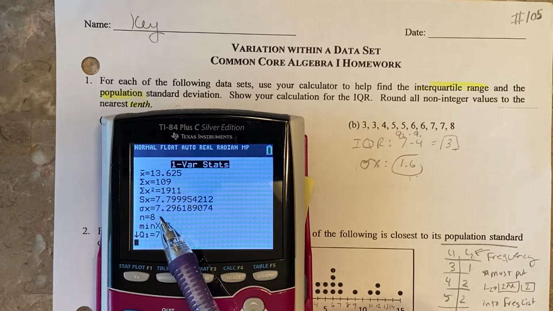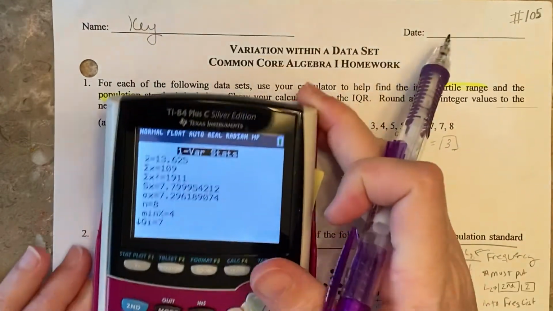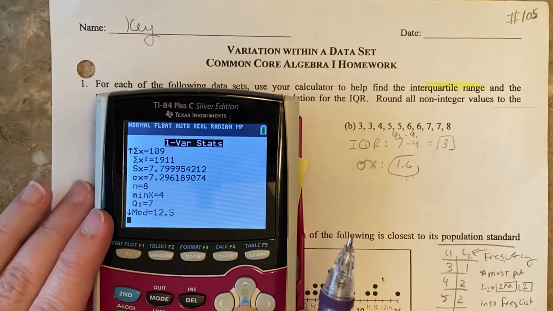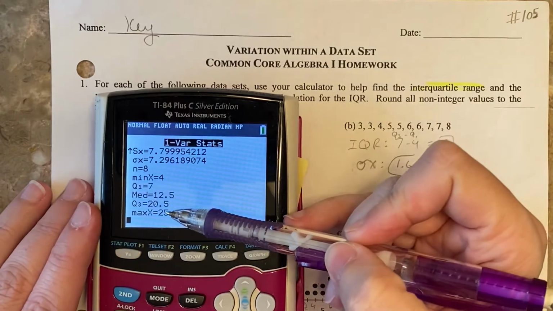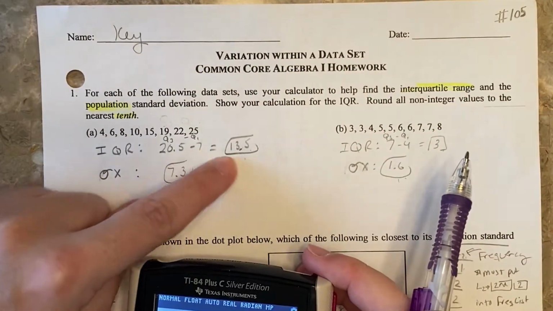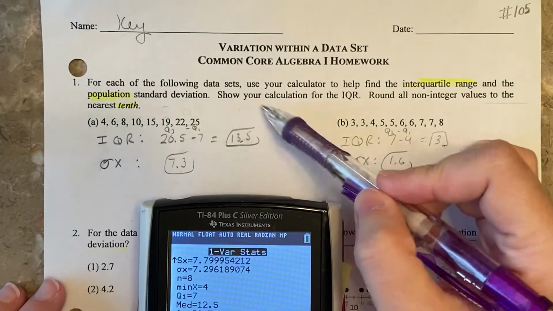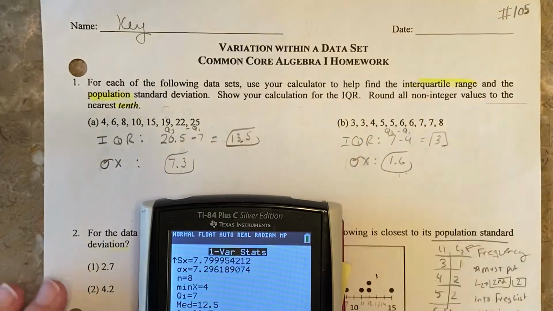So nearest tenth is 7.3. And for the interquartile range, you simply keep that data in, scroll down, and you want Q3 minus Q1. So 20.5 minus 7 is 13.5. So that's how you could do it on the calculator. And show your calculation. Just show me this work, and I'm happy.